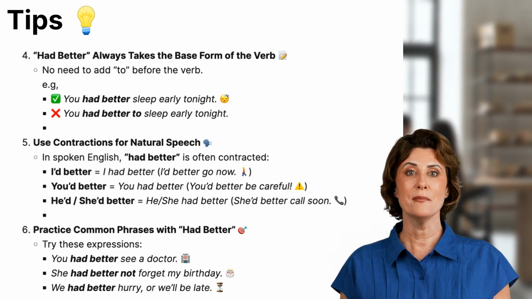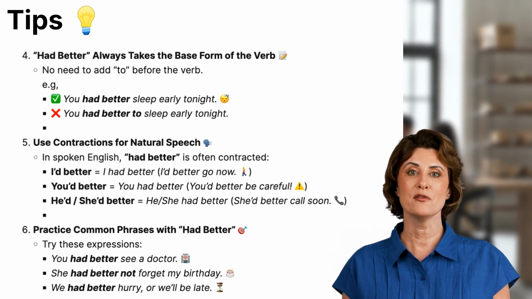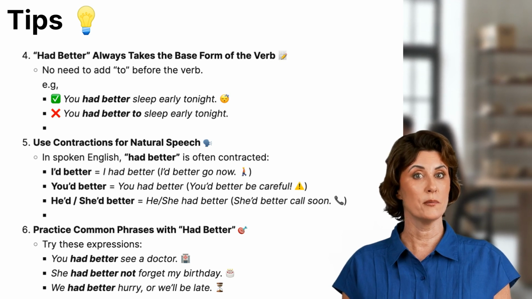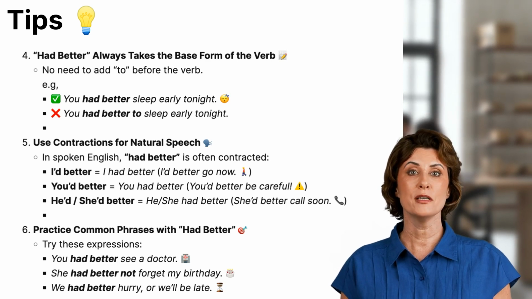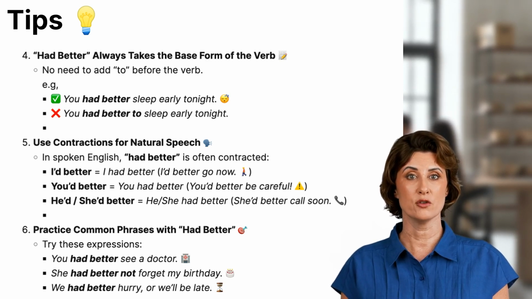4. "Had better" always takes the base form of the verb. After "had better," the verb should always be in its base form without "to." Correct: You had better sleep early tonight. Incorrect: You had better to sleep early tonight. This rule is important for using "had better" naturally.